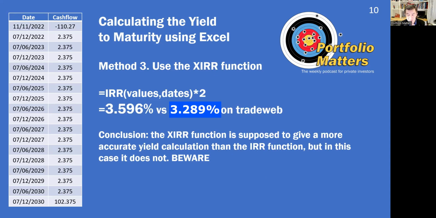So beware. As previously, I really recommend, if you're going to try and calculate the yield to maturity using Excel, to try and replicate these numbers in this podcast by yourself and make sure you get the same numbers that I do. Any questions, please get in touch either via email or on the Discord.